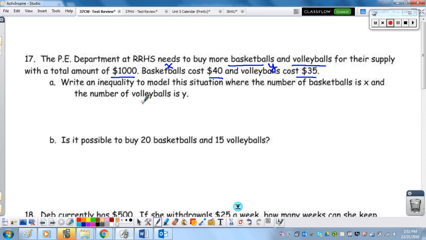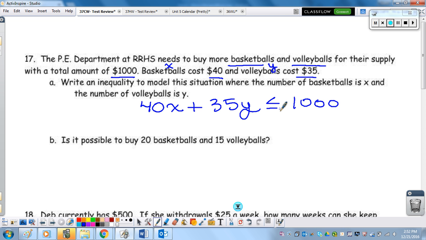So we're going to put that in. So we have $40 times your basketballs. We don't know how many they are, so that's why it's X. Plus 35, and then we have Y. So we only have $1,000. You cannot have more than 1,000, so it's going to be less than or equal to.